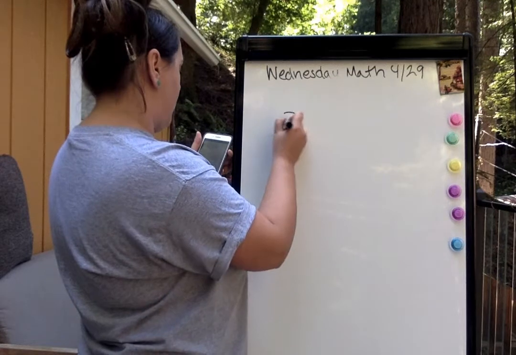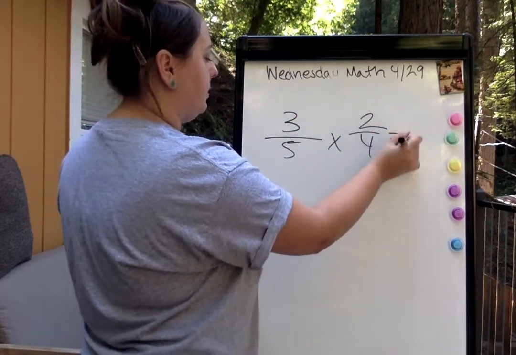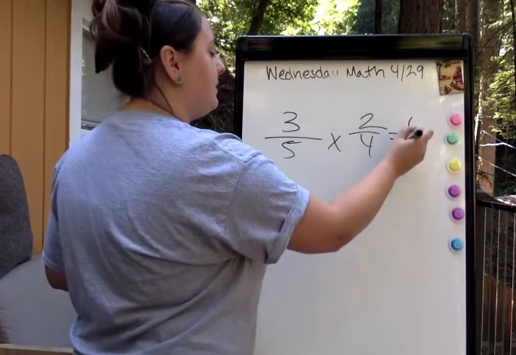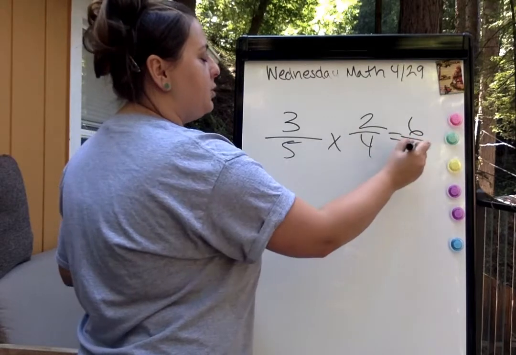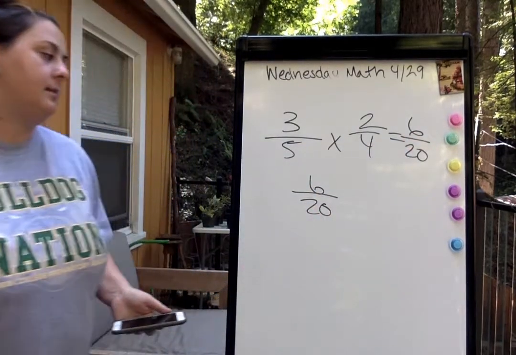Now, for our last problem, 3/5 times 2/4. In multiplication, you just multiply the top, multiply the bottom. So 3 times 2 is 6. 5 times 4 is 20. So we have 6/20. Now we need to reduce this.